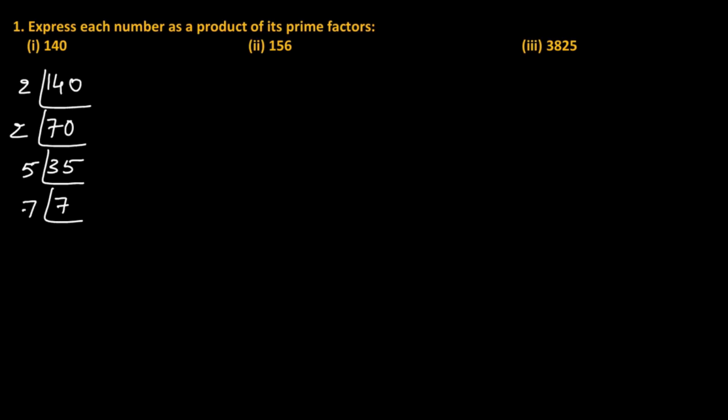Again, 7 is a prime number. Directly you can take 7 ones are 7. So what will be the answer? 2 into 2 into 5 into 7. Of course, you can write it as 2 square into 5 into 7. Right? Correct.